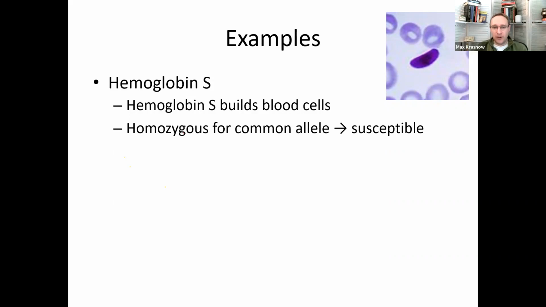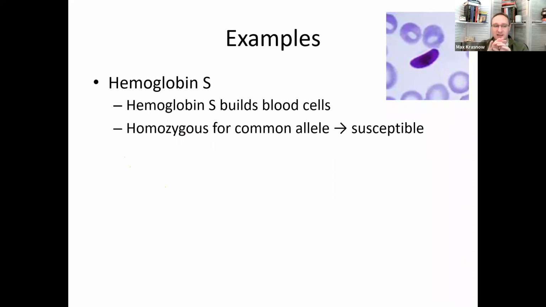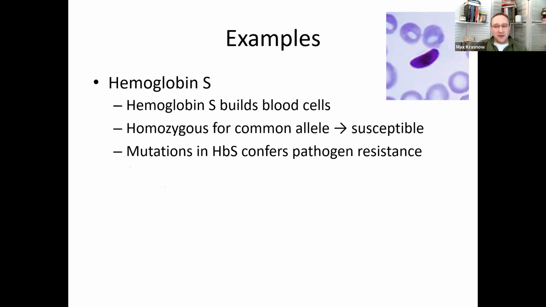Now, since humans are diploid, meaning that we have two sets of chromosomes, one from each parent, you actually have two spots, one on each of those paired chromosomes where you carry these alleles. If you inherit the common allele from both parents, that is, you're called homozygous for it, you're particularly susceptible to malaria. Homozygous means the same for those alleles.